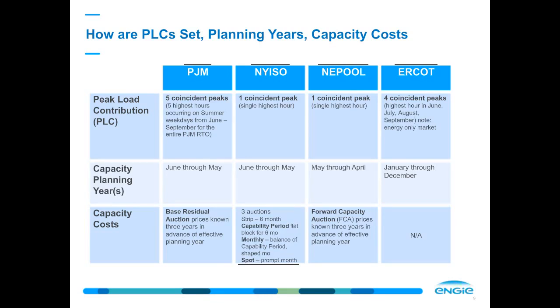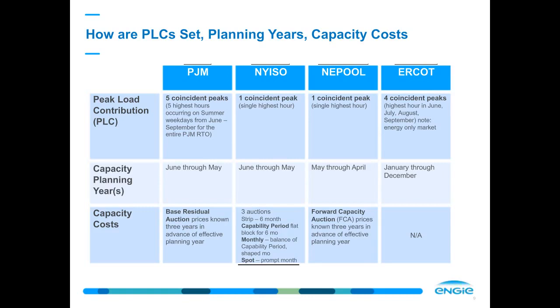In PJM, you have what people refer to as the 5 CP, the 5 coincident peak. Those are the 5 highest hours occurring on summer weekdays from June to September for the entire PJM transmission. They take those 5 hours, look at a snapshot, add those together, deconstruct it, and that will set the customer's PLC for the next capability period. And you can see in PJM the capacity period is from June through May.